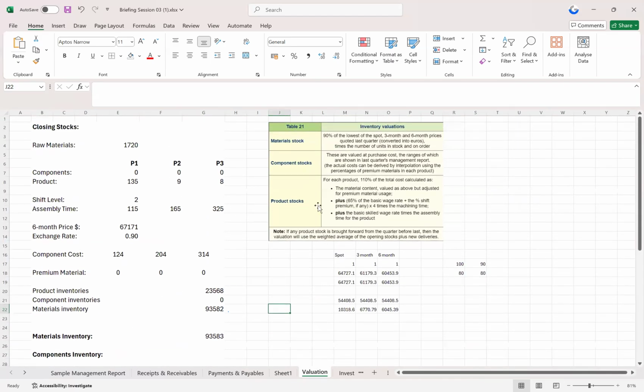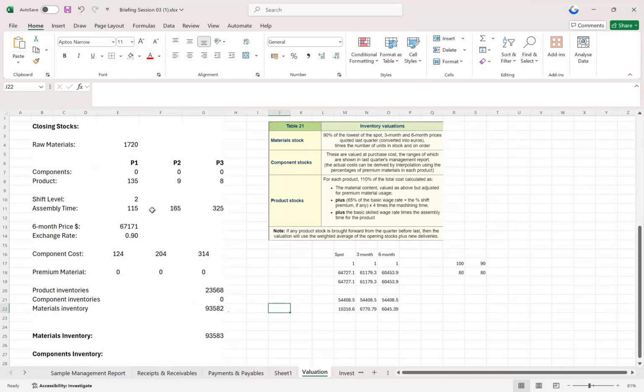Now, for each product, 100% of the total cost is calculated as the material content value, as per the above formula, plus 65%, which is basically accounting for the machinist wages that we are paying, plus the assembly wages that we are paying. Add these three costs, multiplied by 110%. Right.